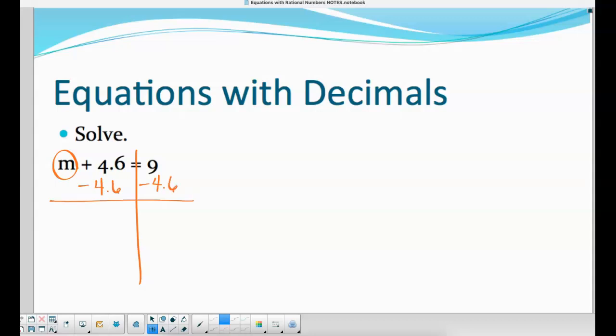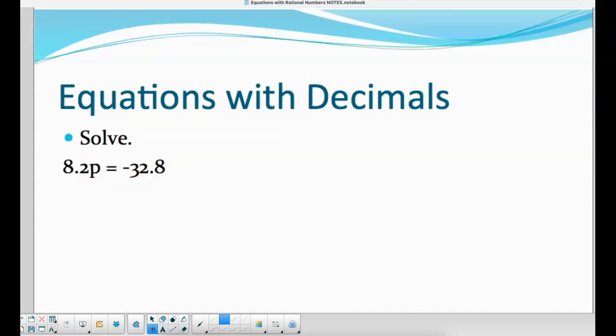Okay, draw the line. At that point, you guys, our calculator becomes our best friend. Let's not make this difficult. I can cross out the positive 4.6 and negative 4.6. We have M equals 9 minus 4.6. Monica. 4.4. Okay, that's the same as we've been doing. It just has a decimal now. And we're going to use our calculator to help us. Easy peasy, right?